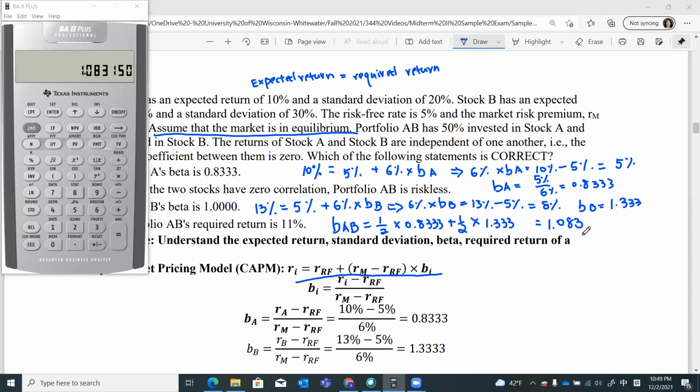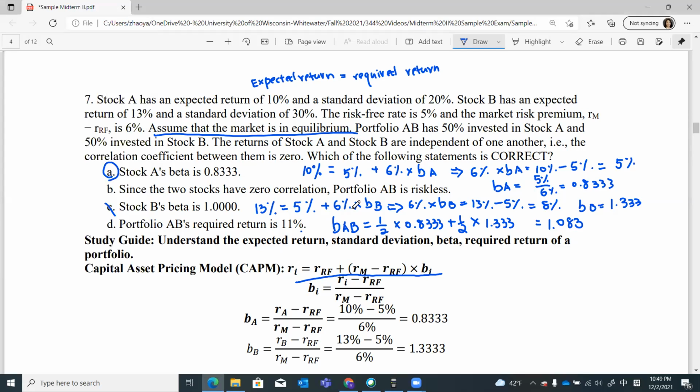It's 1.083. So in this case, beta AB is not 0, which means that portfolio AB is not riskless. We rule out B here. Portfolio AB's required return is 11%. Required return equals to risk-free rate plus market risk premium times beta.